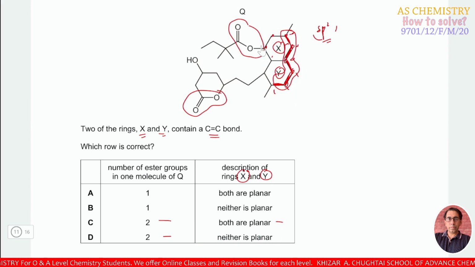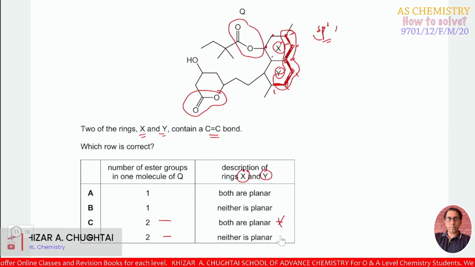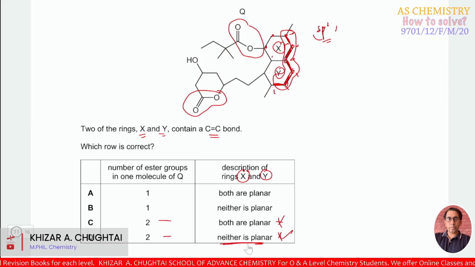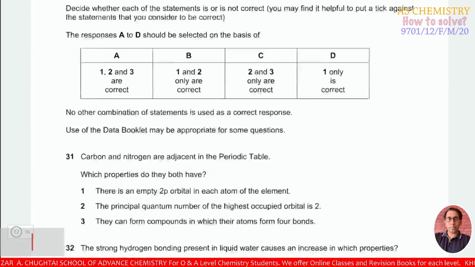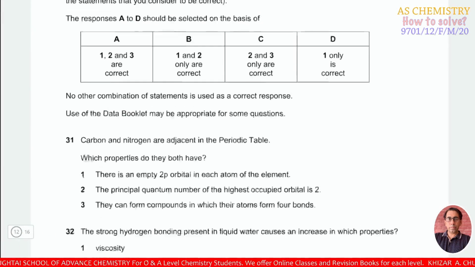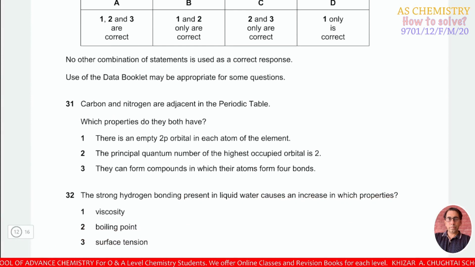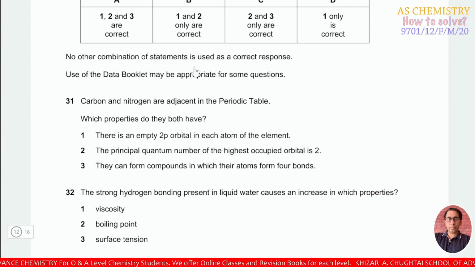carbon atoms lie in the same plane, so that ring is planar. But both rings are not lying in the same plane, so they are not both planar. So this is the correct one, and D is the correct option. Now let's move on to the next question, number 31.